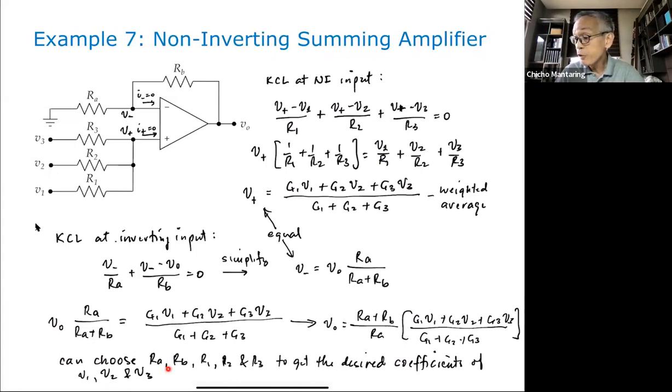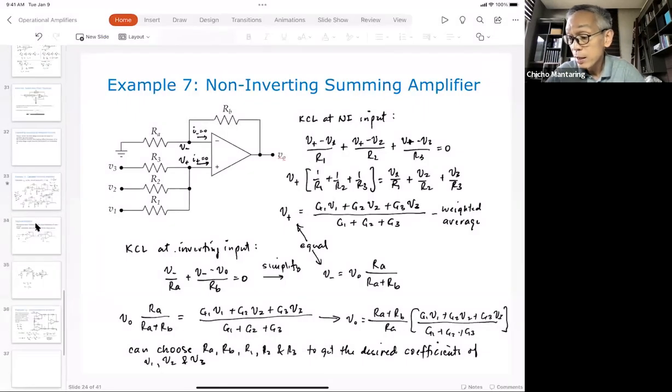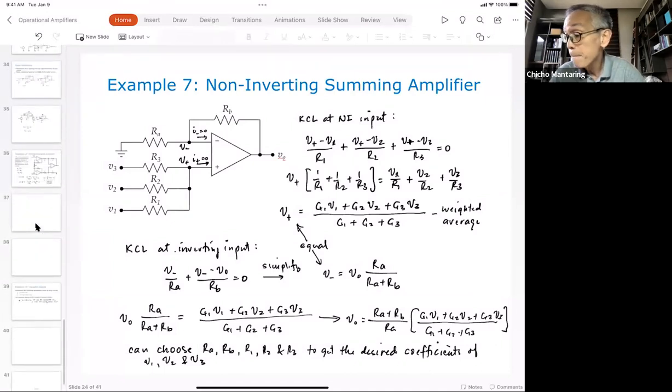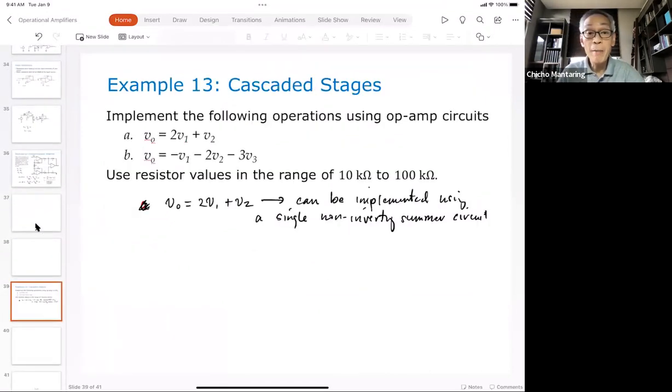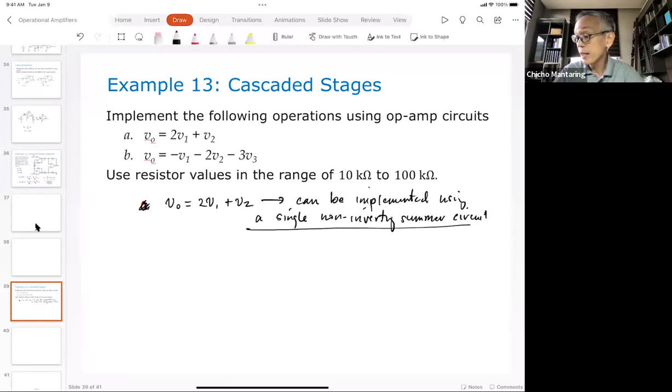No? All I have to do, first of all, I'll just have two resistors. Then all I have to do is play with four resistance values to be able to get the result I want. No? So that can be implemented using a single non-inverting summing amplifier circuit. So that can be an exercise. No? Let this be an exercise. Okay, but you can also do it by brute force.